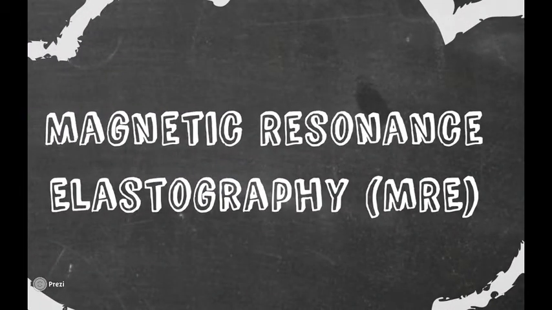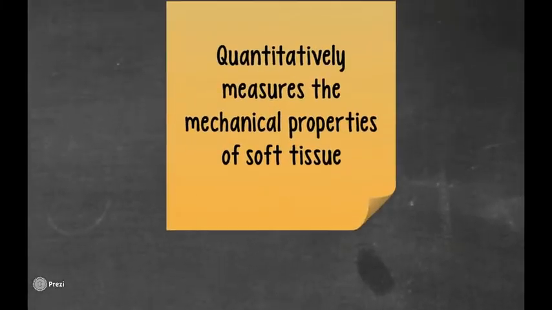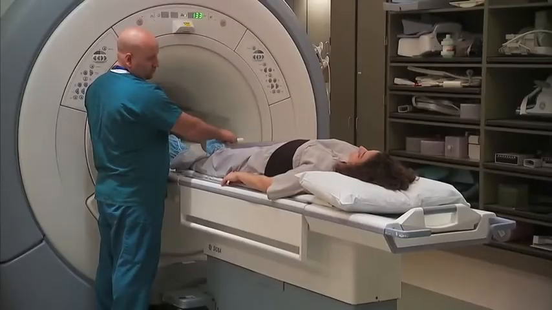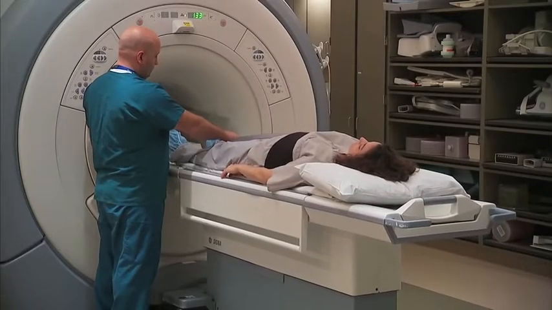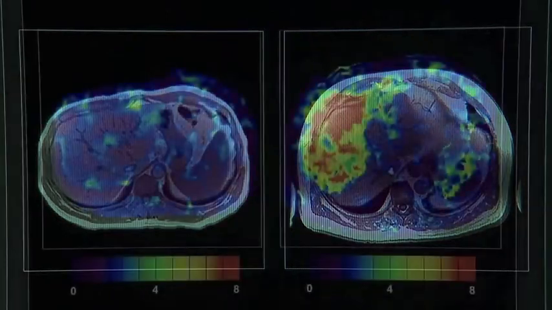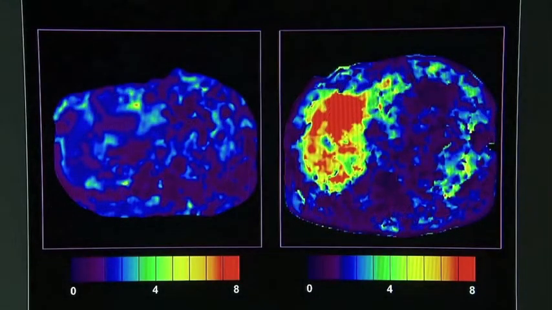Magnetic resonance elastography, or MRE, is a relatively new and developing imaging technique that quantitatively measures the mechanical properties of soft tissue. It uses a combination of MRI technology and low-frequency mechanical waves, specifically shear waves, to produce both a structural image and a map of tissue stiffness called an elastogram.